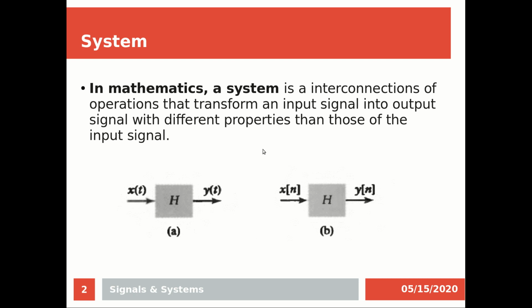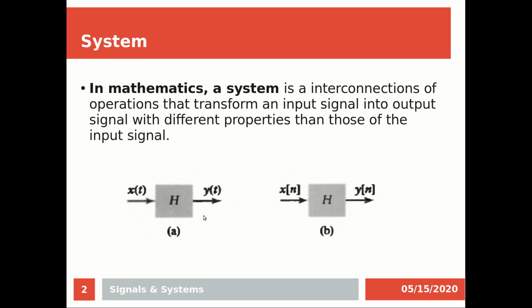In mathematics, a system is some operations or some processes that you apply to an input signal. This is the operation that is done inside the system, and then you get an output. This output signal is different from the input. That's what we call the effect of the system. So the output has some different properties from the input.